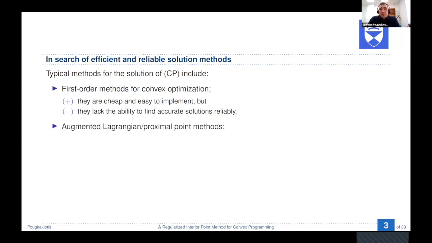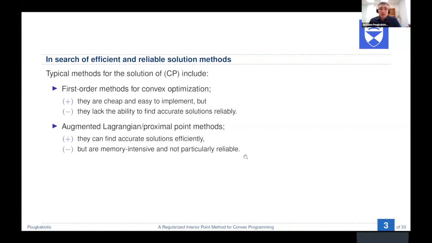On the other hand, a very popular approach is to use a second-order augmented Lagrangian method or some variant of the proximal point method. Now, these are actually able to find accurate solutions extremely efficiently. However, they are efficient for some problems, but not so good for others. In particular, they're not as reliable as we would like them to be. Of course, they're more reliable than first-order methods, but still, we would like something more reliable in practice. And of course, these are second-order methods, so they're also quite memory-intensive.